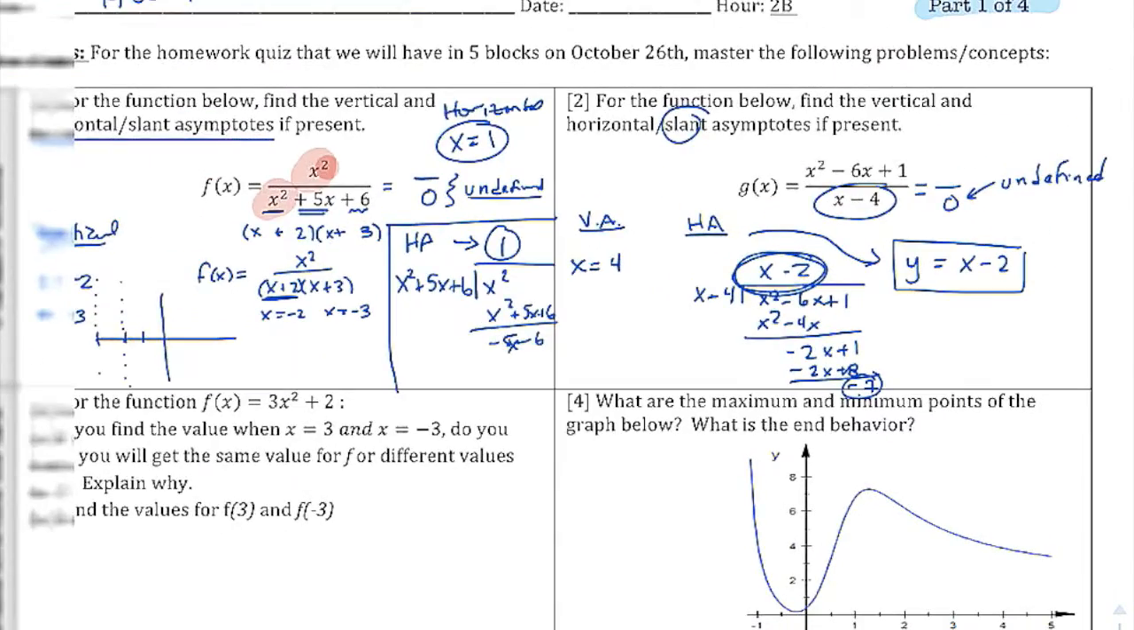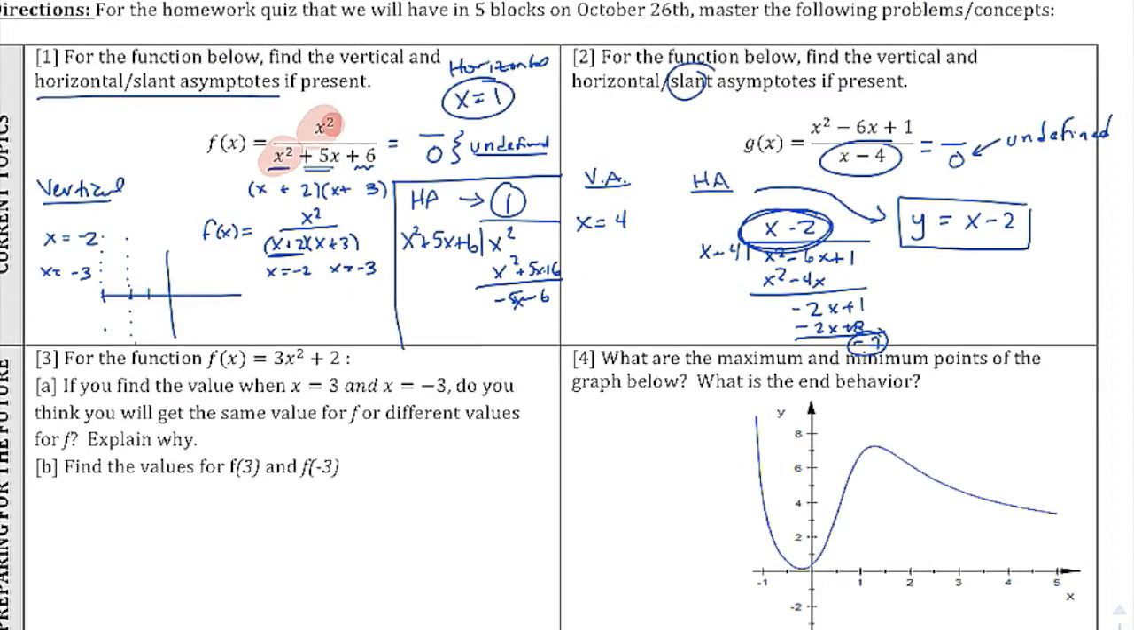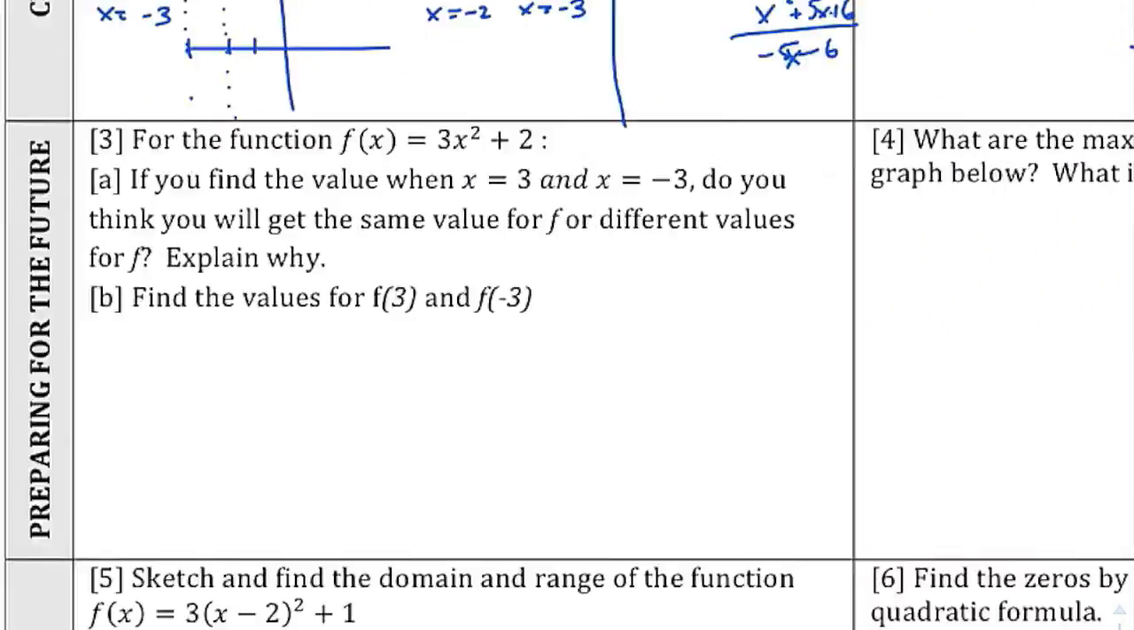And so as we proceed in the homeworks and you have a chance to look at those notes, this will make more sense conceptually as well. All right, let's move on to some stuff for preparing for the future.